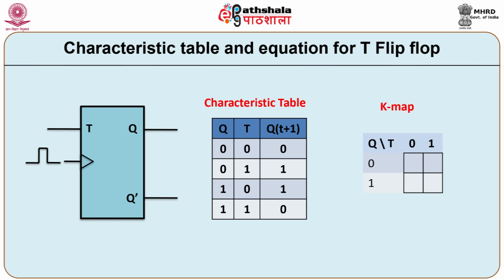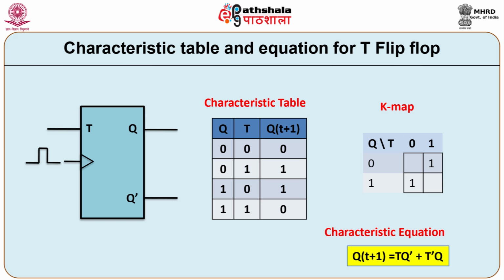With Q is equal to 0 and T is equal to 1, the next state 1 is mapped. Further, when Q is equal to 1 and T is equal to 0, the next state 1 is mapped. It is not possible to simplify the K map. Therefore, the characteristics equation of T flip flop is given by Q(t+1) is equal to T Q bar plus T bar Q.